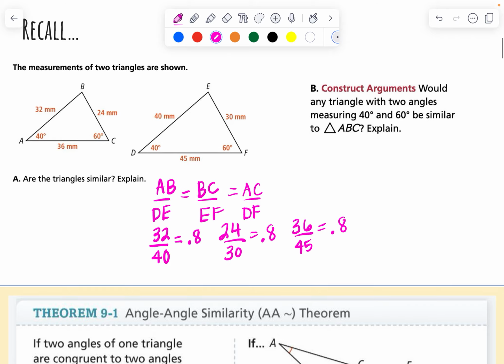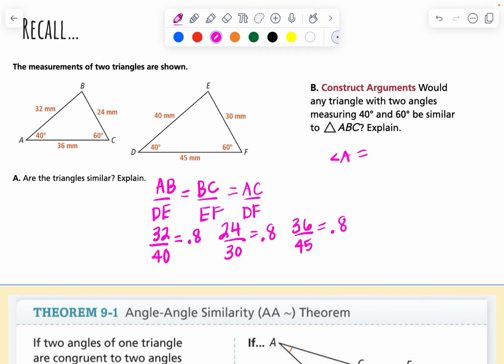If we look at the angles here, I know angle A is congruent to angle D because they're both 40. I know angle C is congruent to angle F because they're both 60. Well, if they both have two angles that are 40 and they both have two angles that are 60, that means the last angle for both of them has to be 80 degrees. So then I know that angle B is congruent to angle E. So yes, triangle ABC is similar to triangle DEF.